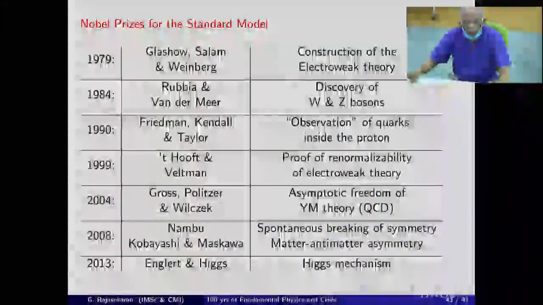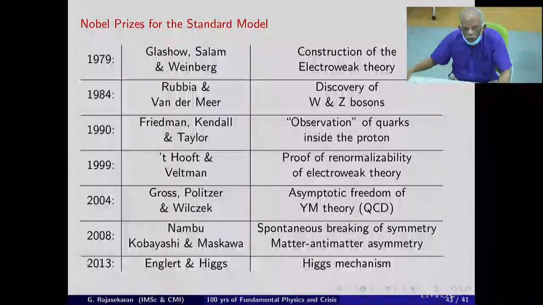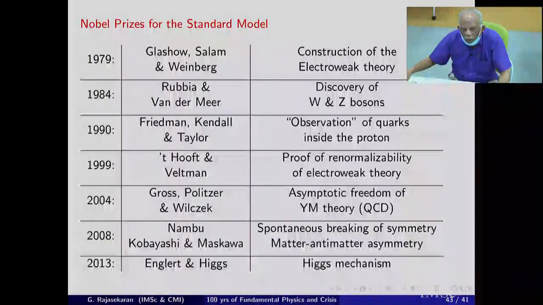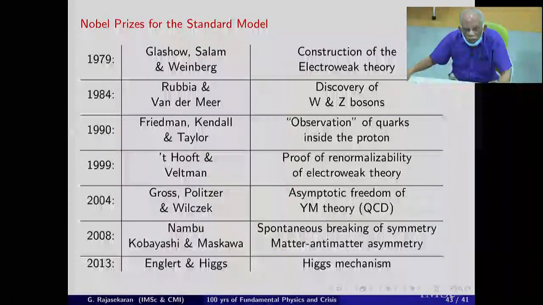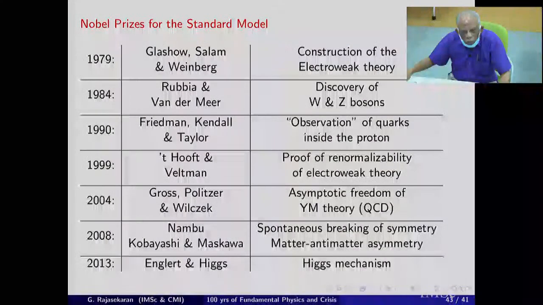Yeah, many people have contributed to the construction of the standard model, both experimenters and theorists. Some have been recognized by Nobel Prizes. Glashow, Salam, Weinberg, as I already mentioned in the history, constructed the relativistic theory much before this, but only in 1979 were they recognized by a Nobel Prize.